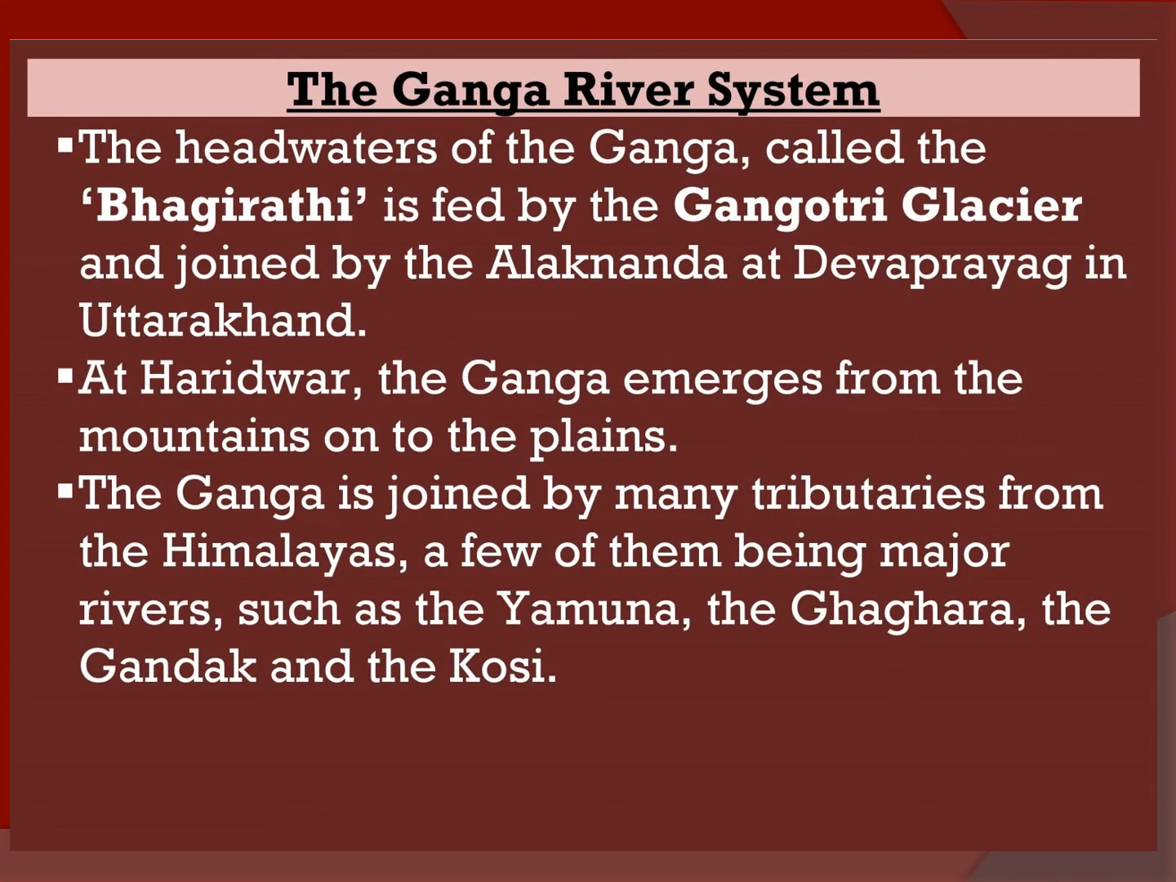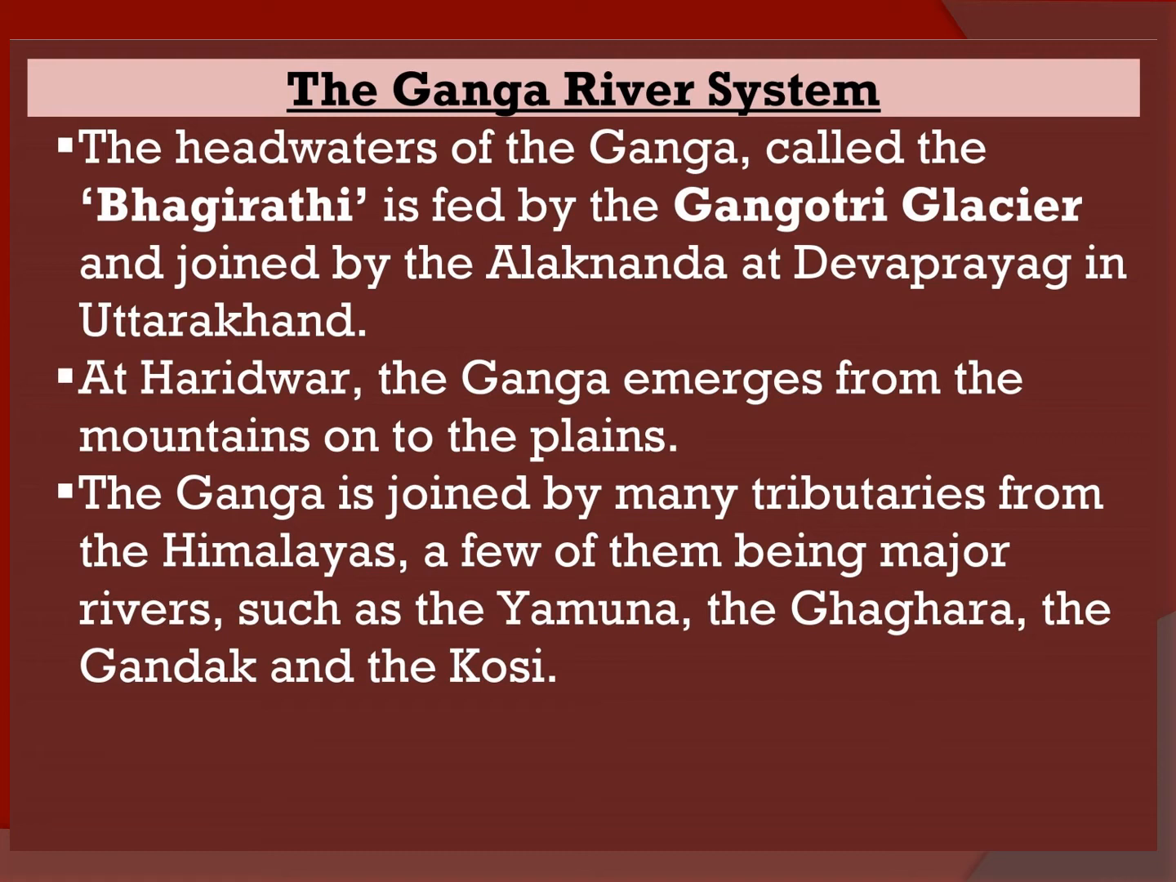Next, we come to the Ganga River system. The headwaters of the Ganga are known as the Bhagirathi, and they are fed by the Gangotri Glacier. So that is where the river Ganga gets its name from. The river Ganga is eventually formed when this Bhagirathi is joined by the Alaknanda. This happens at Devprayag in Uttarakhand. At Haridwar, the Ganga emerges from the mountains and reaches the plains.